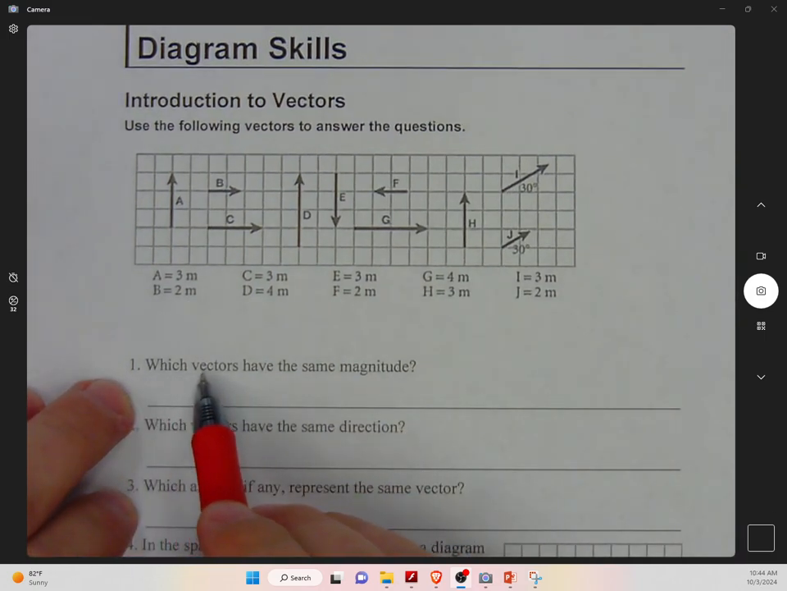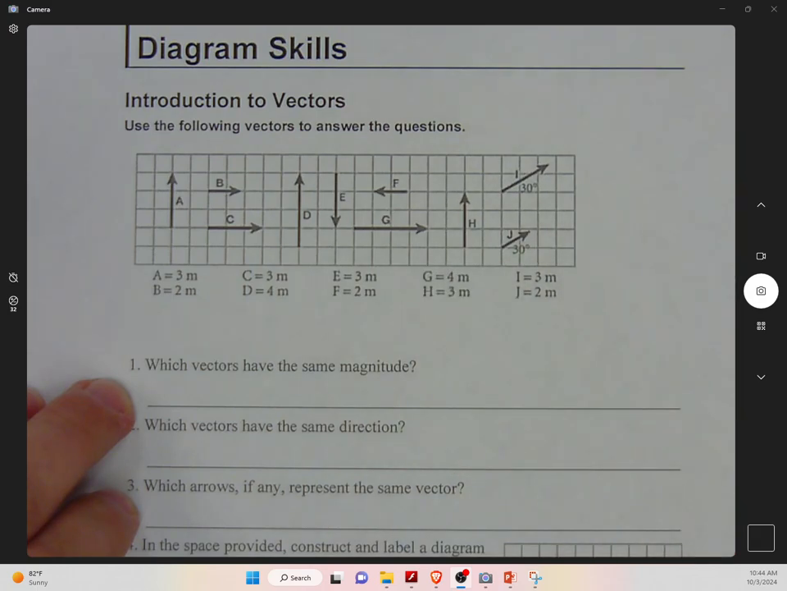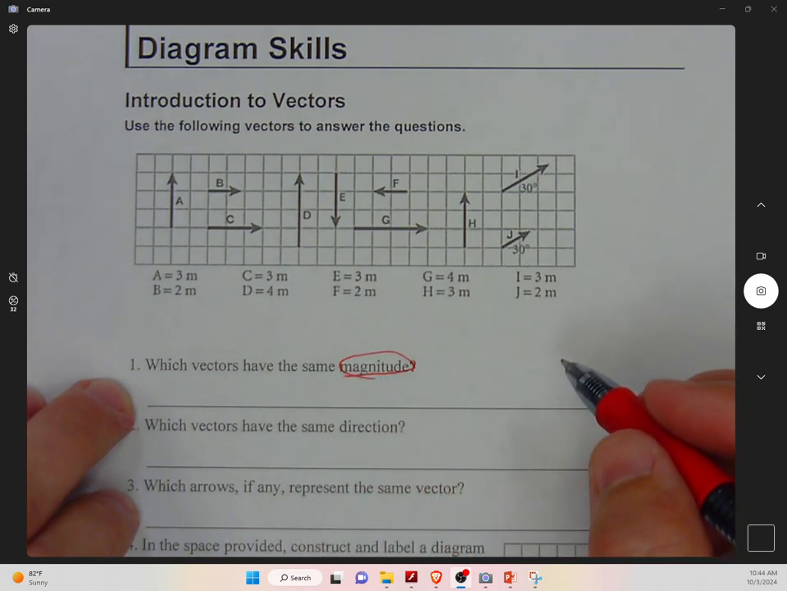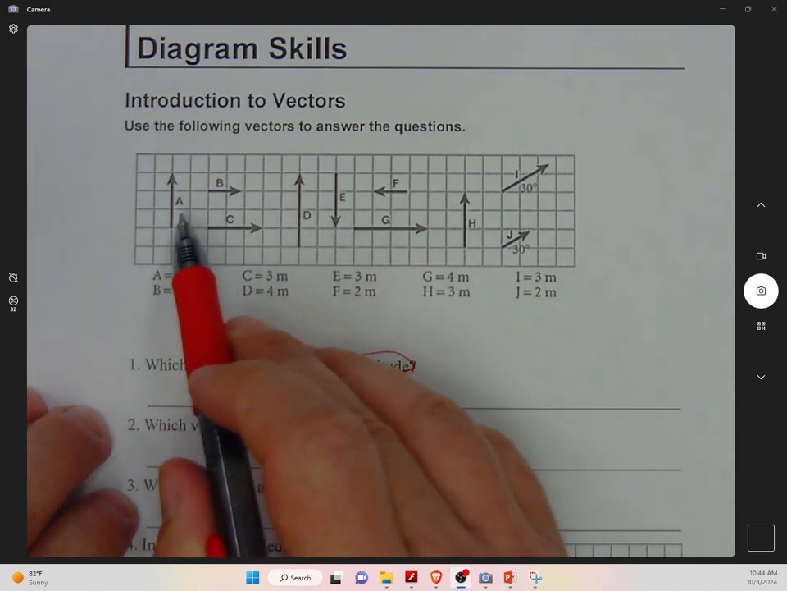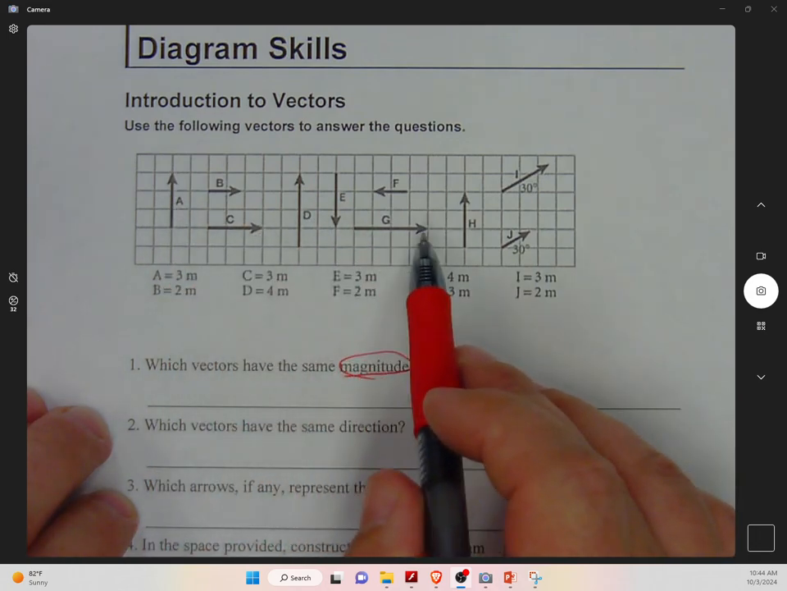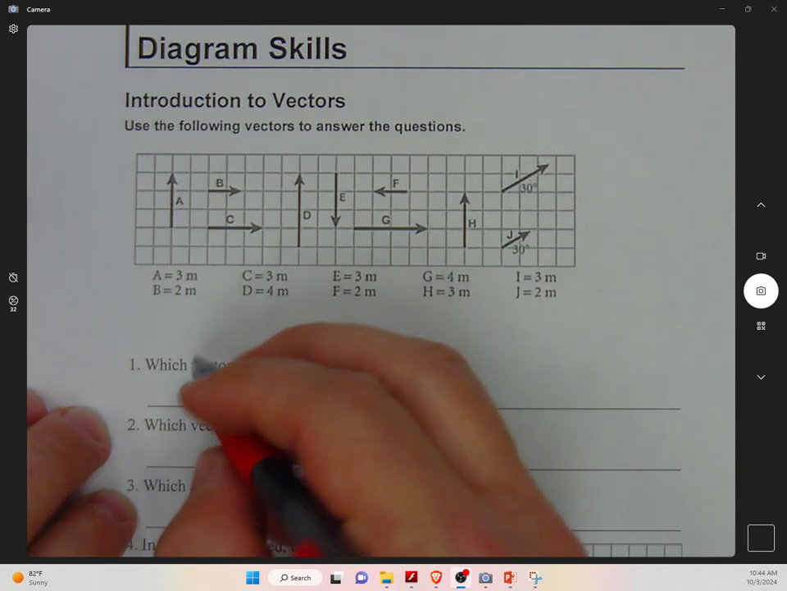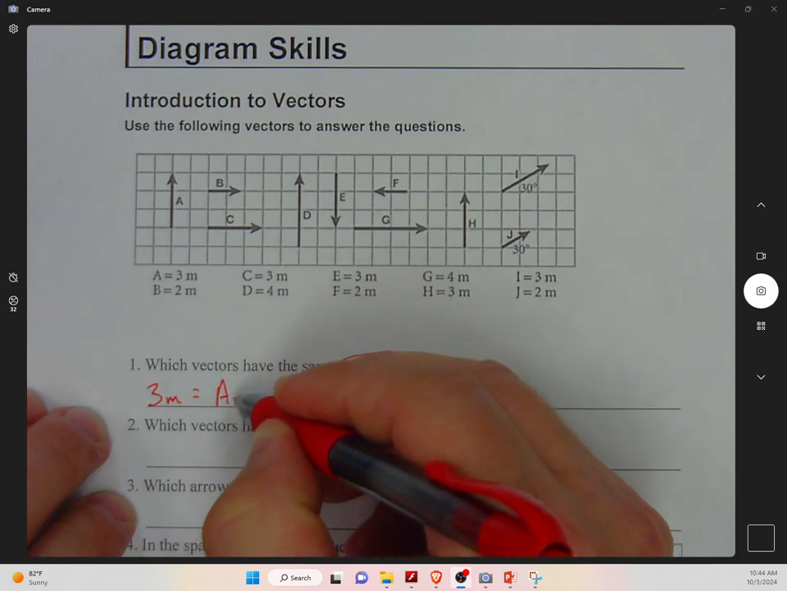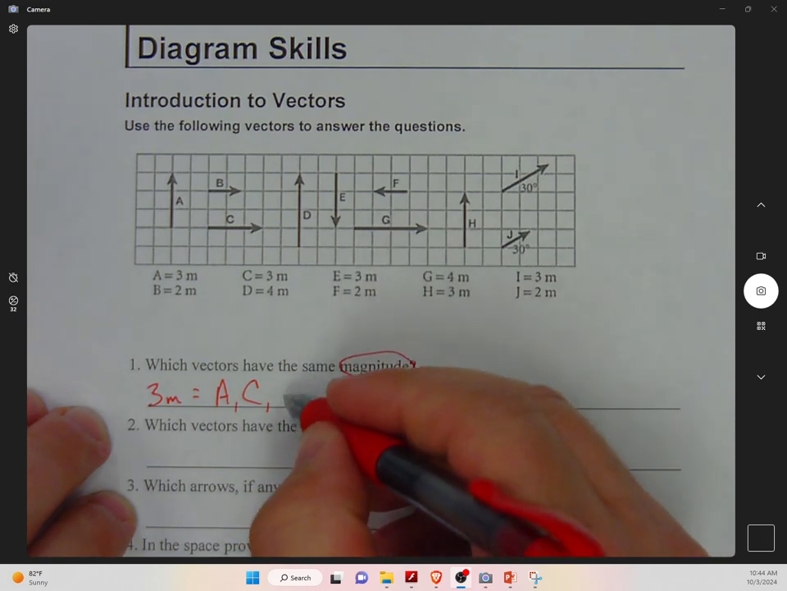Number one, which vectors have the same magnitude? So what I'm looking for is arrows that all have the same length. Okay. Now, this question is asking about magnitude, so I get to ignore direction on this one. All right, so I'm going to look for arrows, for example, that are all 3 meters. 3 meters, okay? So for my 3 meter bad boys, I would have A, C, I would have E. What else would I have?